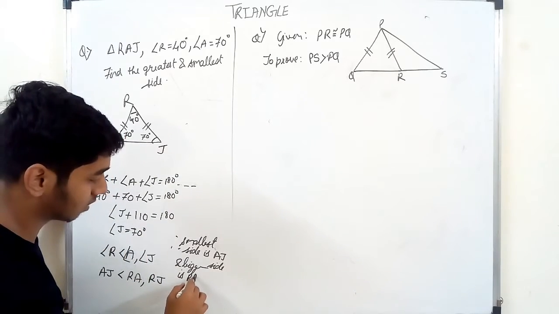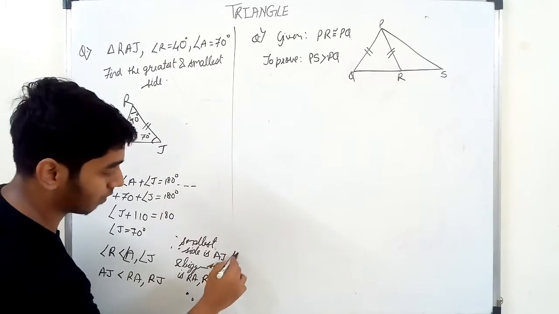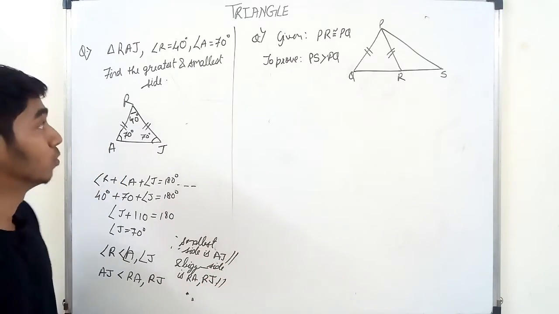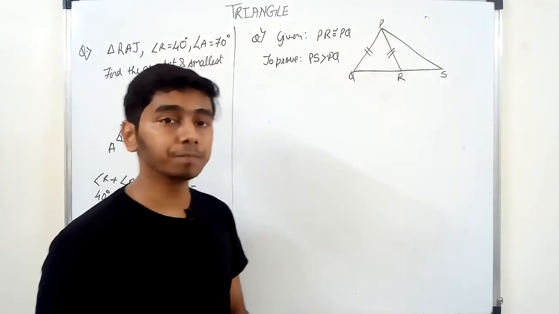So you can say RA and RJ. Okay, so I hope you have understood how to use the application for this of inequalities. So let's solve a question.